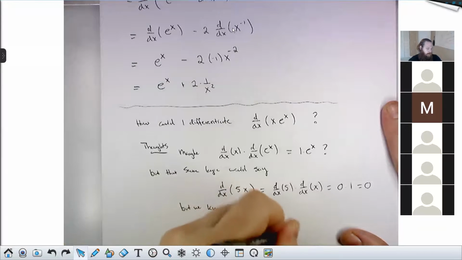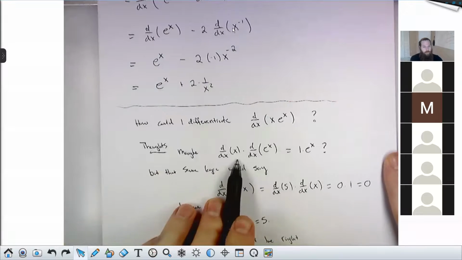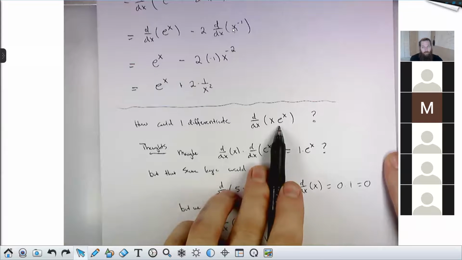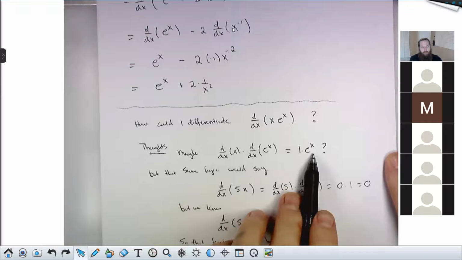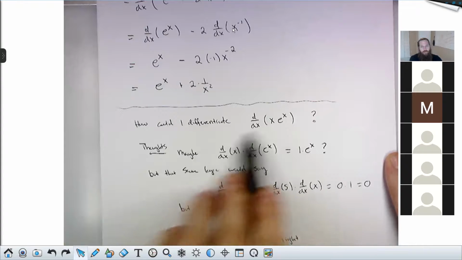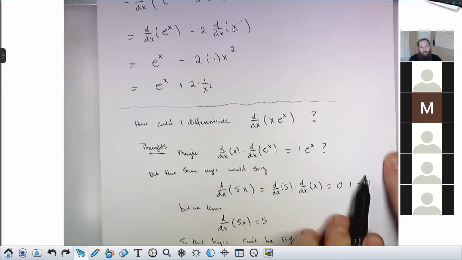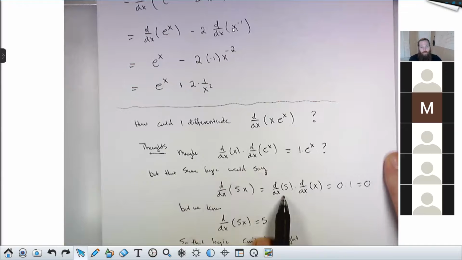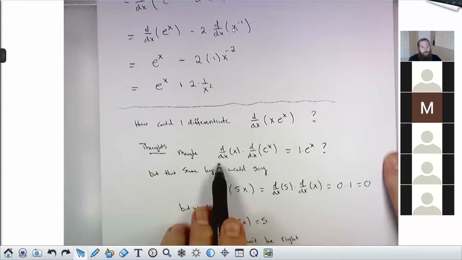Wait, would the first logic be bad or the second logic? They are the same logic. So we're thinking maybe this sort of thing works. Maybe you can take the derivative of a product by just differentiating each piece and then multiplying them. But if that's how this worked, then this would have to work like this. But we know this isn't true. We know that the derivative of 5x should be 5, not 0. So the logic we used here, which is the same as the logic we used here, must be wrong.